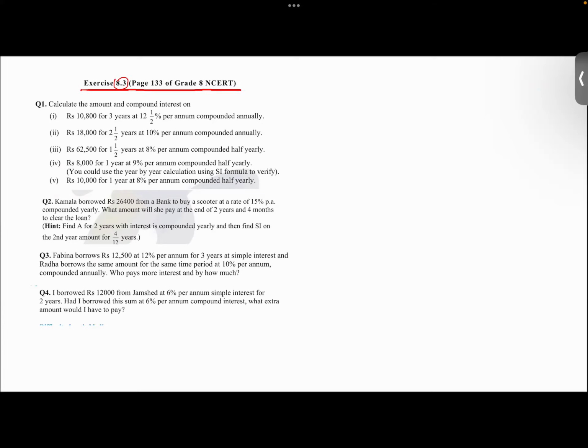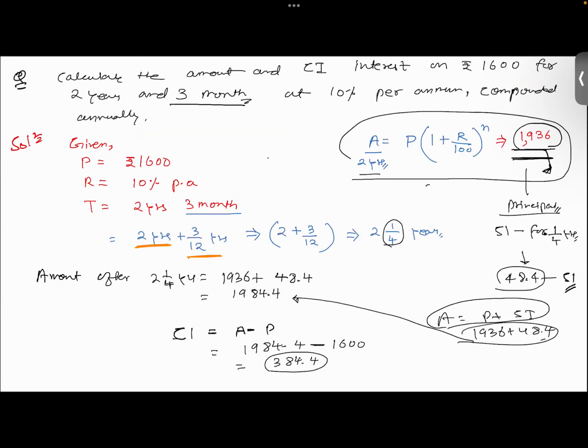Yes, sir. It is. Because the chapter is such that you guys need to practice more and more questions. So only then the concepts will be understood. Okay. So in the previous class, we ended our class with this question. Ahmed and Arhan, we were basically calculating the amount and compound interest on 6,1600 for 2 years and 3 months.